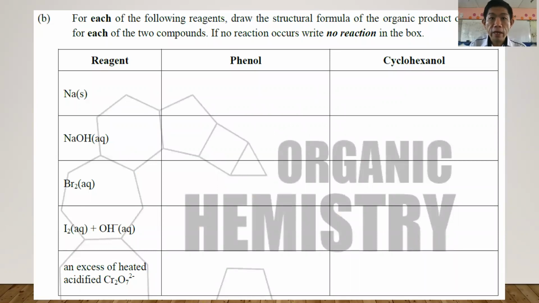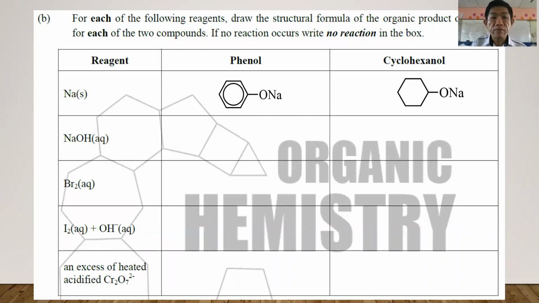For each of the following reagents, draw the structural formula of the organic product obtained from each of the two compounds. If no reaction occurs, write no reaction in the box. So we start off with sodium. So since sodium is a metal, and both phenol and cyclohexanol are acidic, both can react with metal. So phenol will form sodium phenoxide, cyclohexanol will form sodium cyclohexoxide. So both of them will react with sodium.